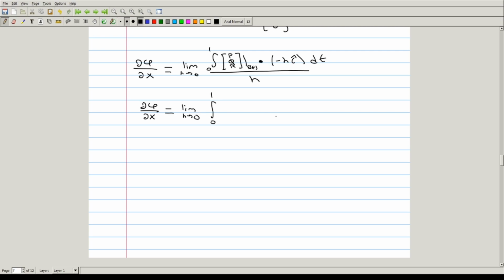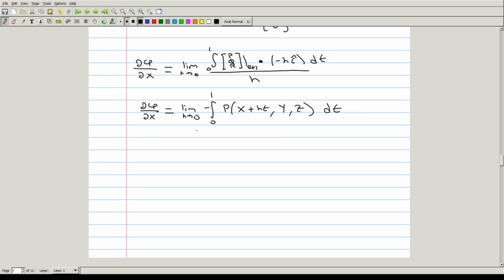integral from 0 to 1 of the dot product of this with i hat, which is going to be p, with the negative sign on the outside here. So this is going to be just p of x plus h times t, because that's the x coordinate of the point B, and then y, z, dt.